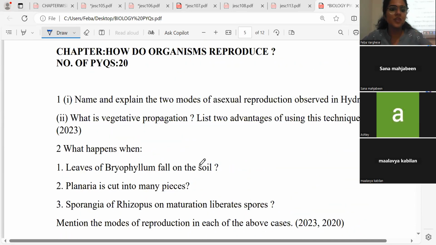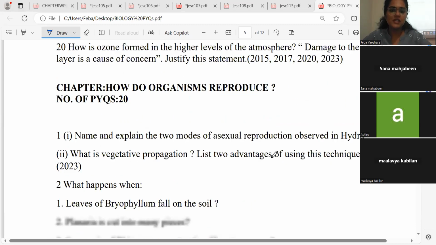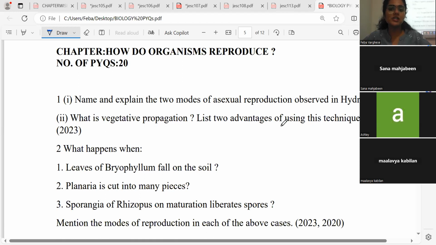Name and explain two modes of asexual reproduction observed in Hydra. Budding and regeneration. What is vegetative propagation? List two advantages of using this technique. Vegetative propagation is asexual reproduction in which different plant parts are used as propagules in order to raise a new plant. Advantages: seedless progenies can be created, and also the new plant gets the same characteristics as the parent plant.